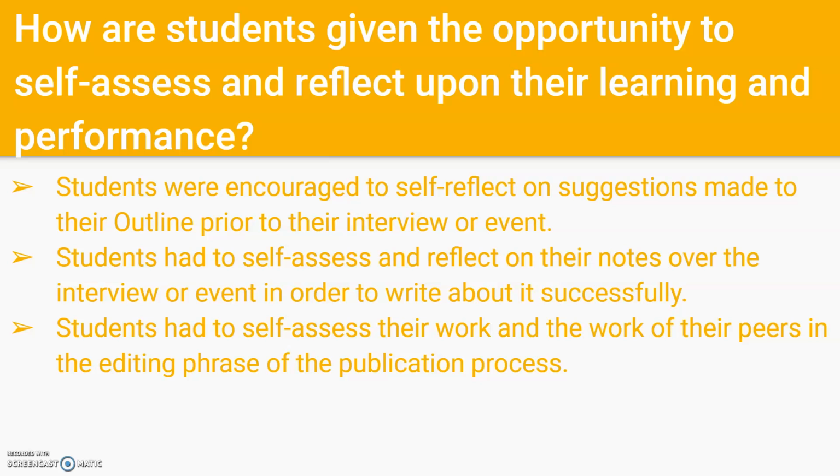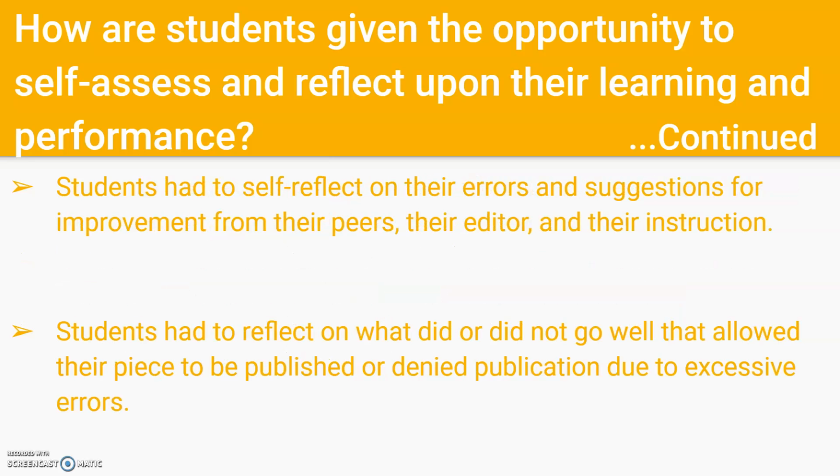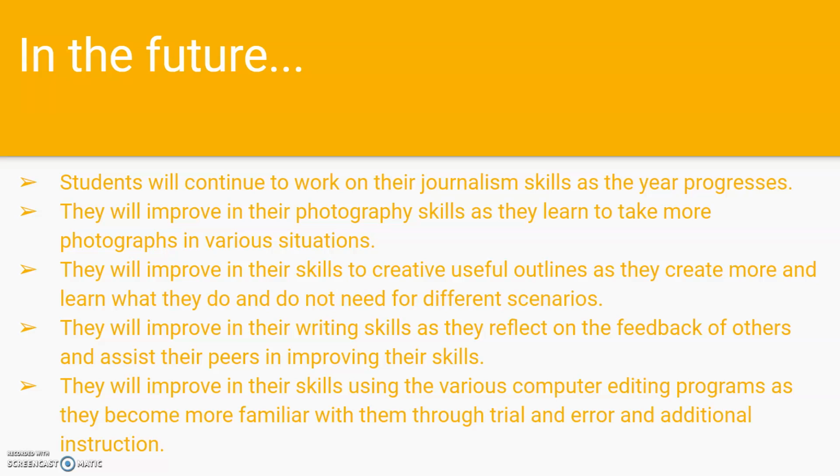Three, students had to self-assess their work and the work of their peers in the editing phase. Four, students had to self-reflect on the errors and suggestions for improvement from their peers, the editor, and their instructor. Students had to reflect on what they did or did not do well that allowed their piece to go to publication or was denied publication due to excessive errors.